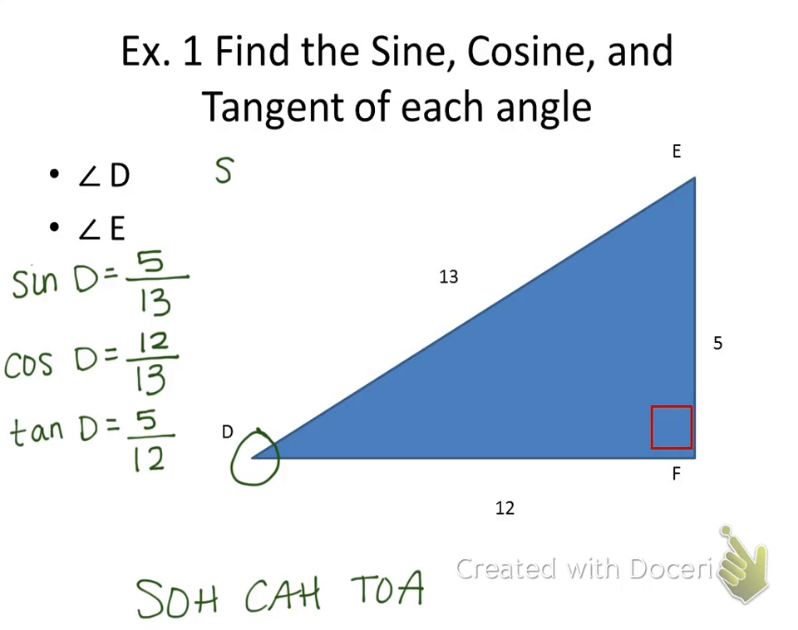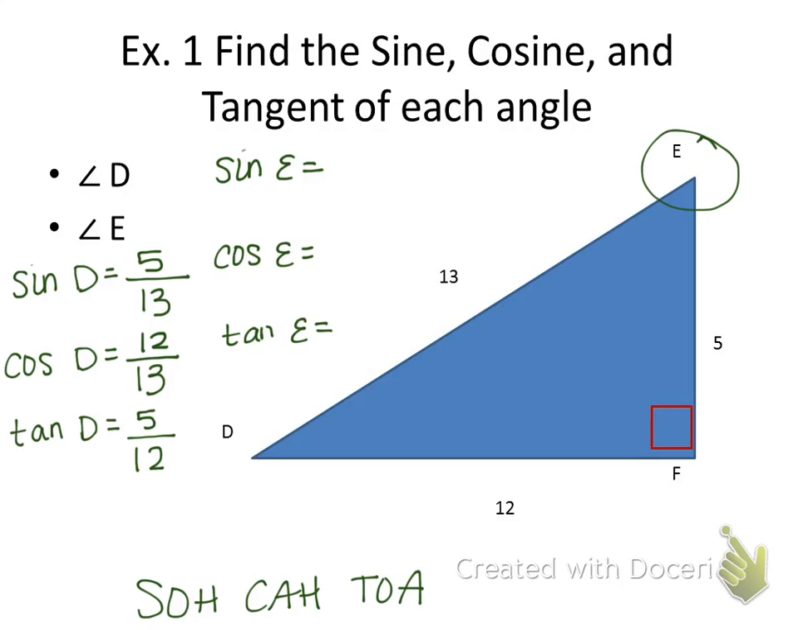So I'm going to write sine of E. So you just put sine E, cosine E, and tangent E. And obviously you can shorten these. You don't have to write out the entire word sine or cosine or tangent. So let's look from the viewpoint of angle E. Angle E is right here up at the top.